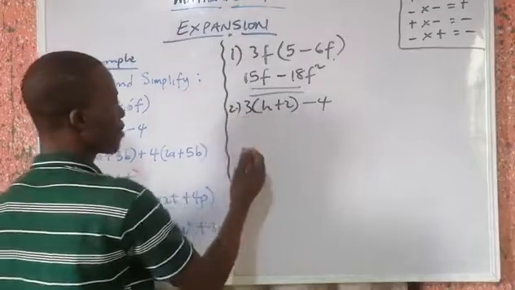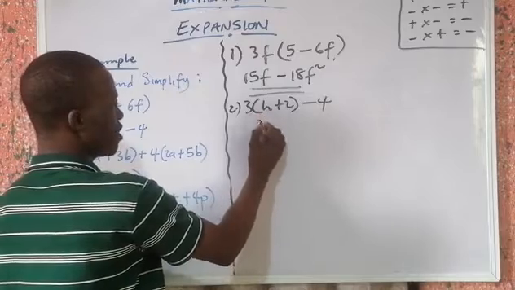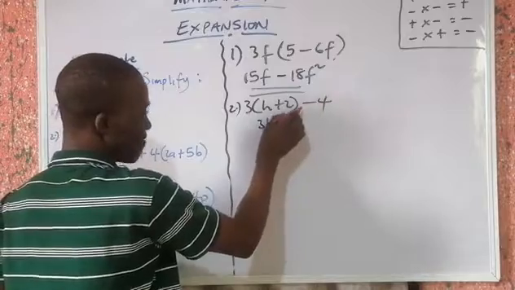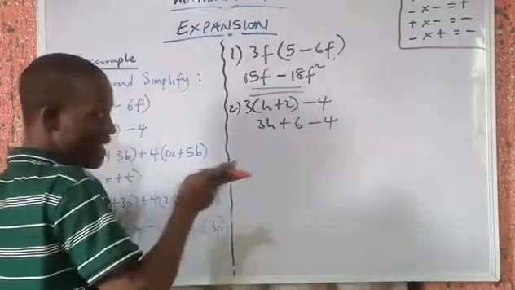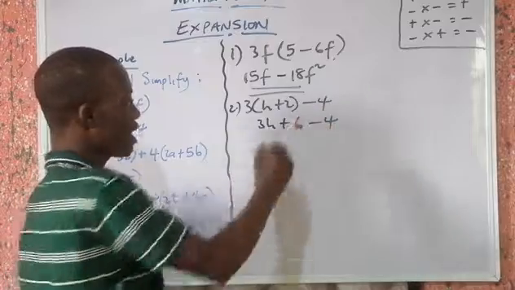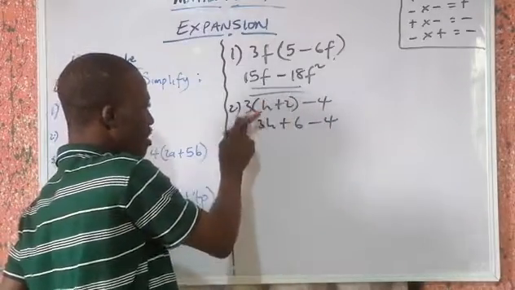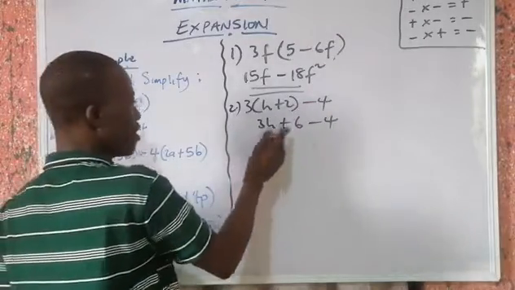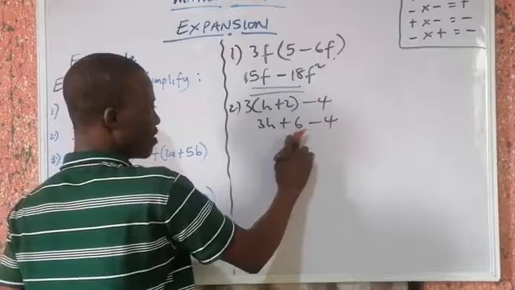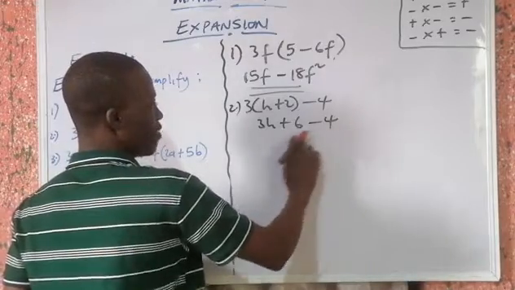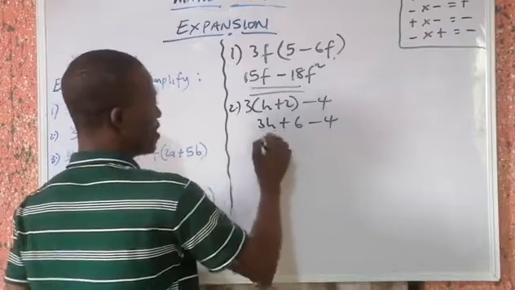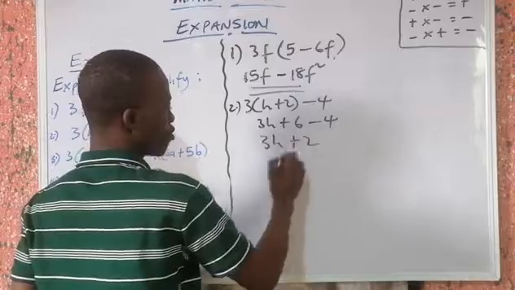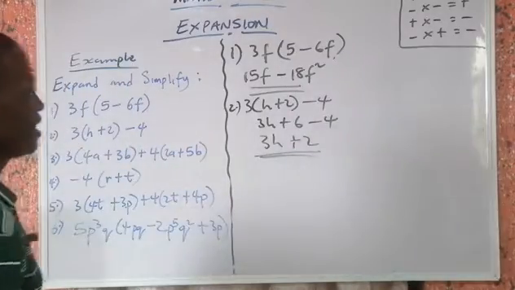So here, 3 times h will give me 3h. 3 times 2 will give me 6. Then what do I have here? I only have minus 4. This 3 is not multiplying this 4. You can see that the bracket closes here. So the 3 is only multiplying h plus 2, and then I have minus 4. If you look at this, you see that 6 is an ordinary number, 4 is an ordinary number. So they are of the same term and I can simplify this. That will be 3h, and 6 minus 4 will give me plus 2. And that will remain my answer.